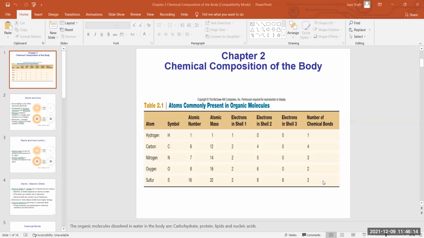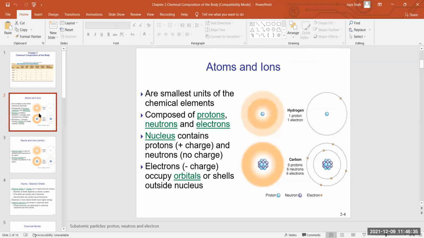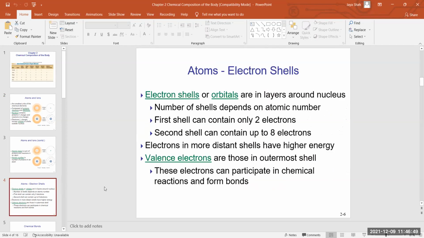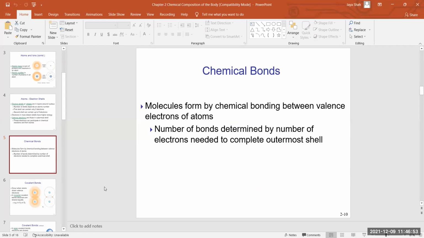Chemical composition of the body. In this chapter, you need to focus on what the main components of the human body are, the chemical composition. What is the definition of atomic number, atomic mass, atomic weight, the atoms and ions, proton, neutron, electron, and how they combine and form the atomic weight. Then valence electron, chemical bonds. What are the types and how are they formed?